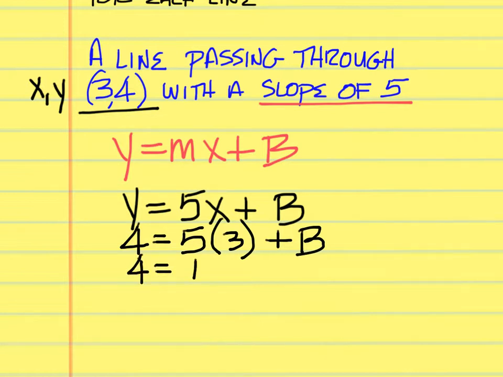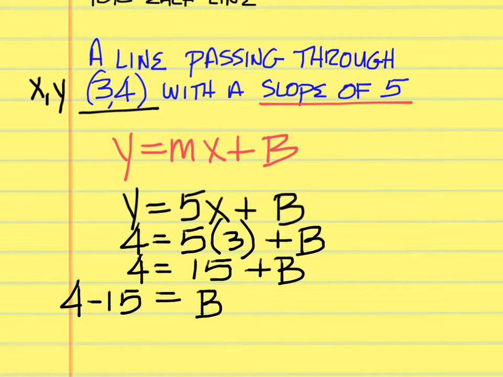5 times 3 is 15. And to get that b by itself, you'll move that 15 to the left, change the sign, and get minus 15. 4 minus 15 is negative 11. The answer is not negative 11.